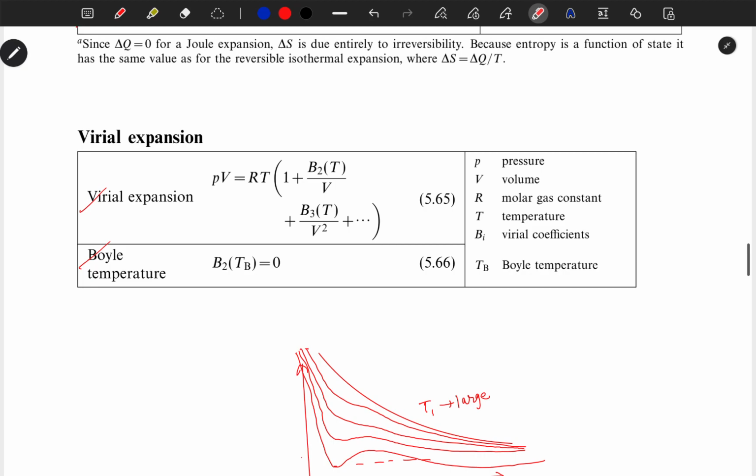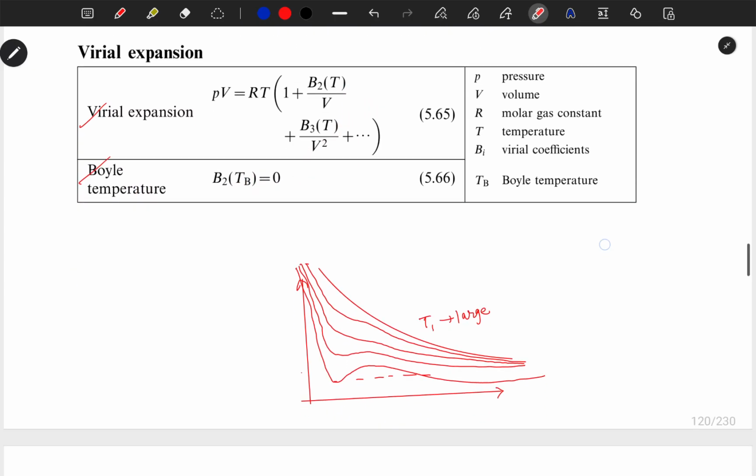By the virial expansion, you have PV equal to RT times 1 plus B by V plus C by V square, and similarly like this. Whenever the first coefficient is 0, it is called the Boyle temperature. So B2(T) equal to 0.